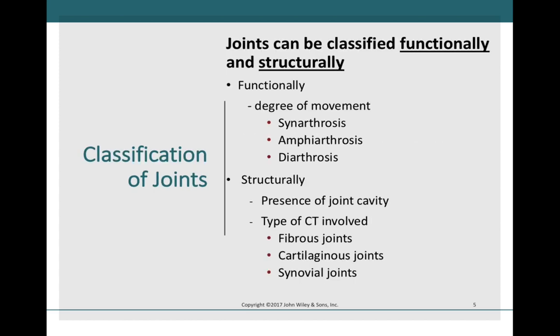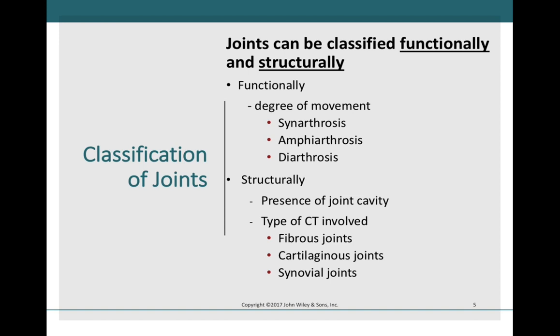So the major topic for this video is going to be how we classify joints. Now, as I've said before, joints can be classified both structurally and functionally. The structural classification of our joints refers to what is actually present at the joint. What can we find at the joint if we were to take that joint and cut it open? Our functional classification refers to how that joint functions. What is the degree of movement that comes from that joint?